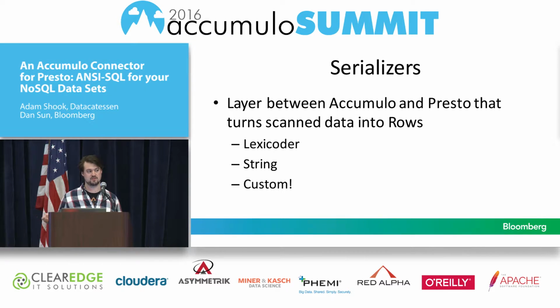The other one that comes with it is called the string row serializer. It just uses string values for everything, which breaks a lot of the indexes and all sorts of other stuff. It doesn't support a lot of the things that the Lexicoder one does. Don't use it, but it's there anyway, in case you need it. Then, of course, you can go and write your own serializer.